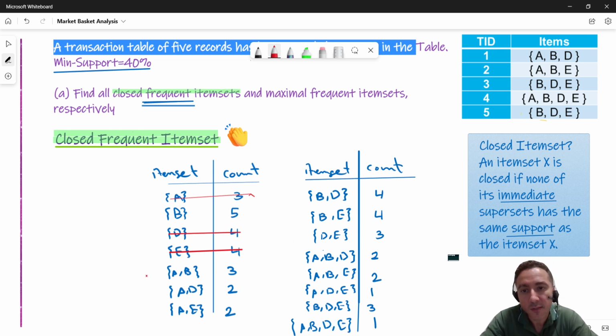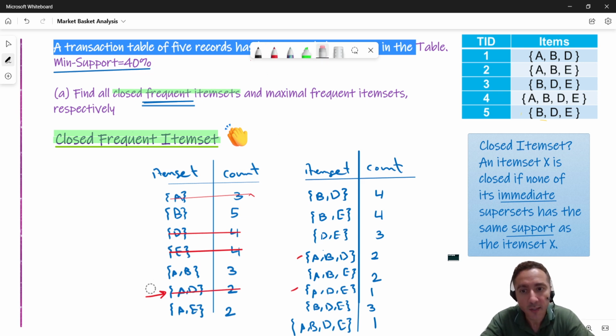Now we start inspecting this one. What are the immediate supersets for AB? It would be this one only. Does it hold the same support count? No. Then this is a closed item set. Now we move on to AD. The immediate superset for AD would be this one. Does it hold the same support count? Yes, we have 2, 2. Then this is not a closed item set.